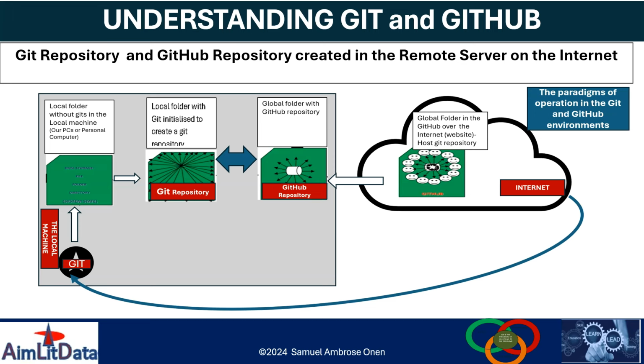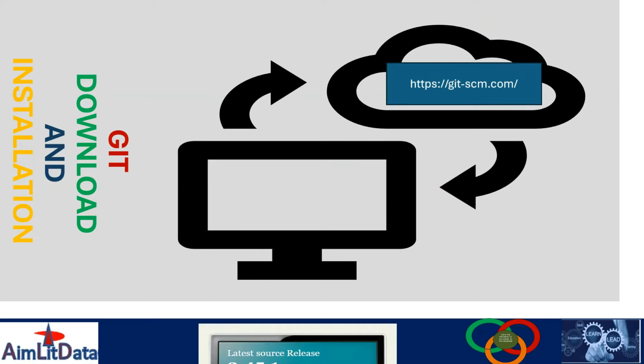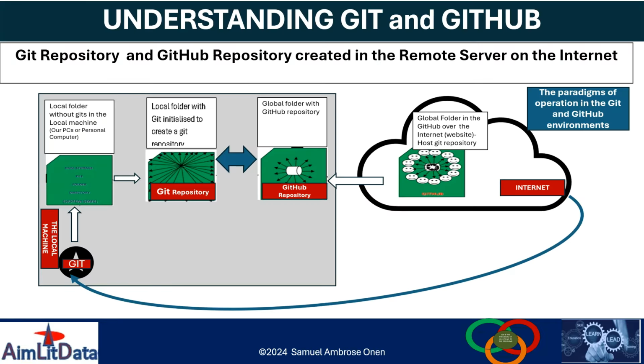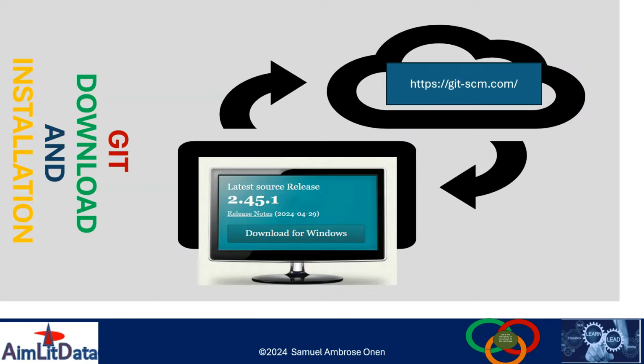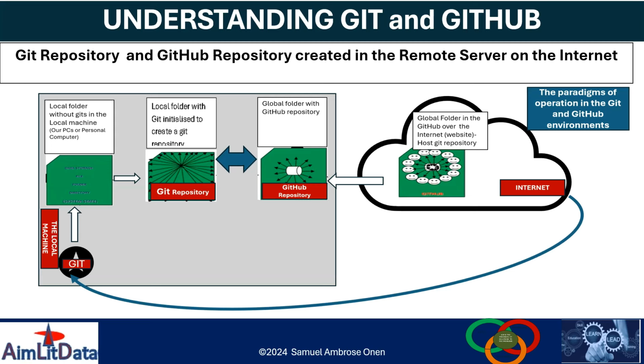repositories. So we have created repositories. We have downloaded Git in our machine. As you can see here, we downloaded Git from that website, and we managed to create some repositories on our computer as well as GitHub repositories. So I'm just going to try to demonstrate these repositories for you so that you see exactly what we did.